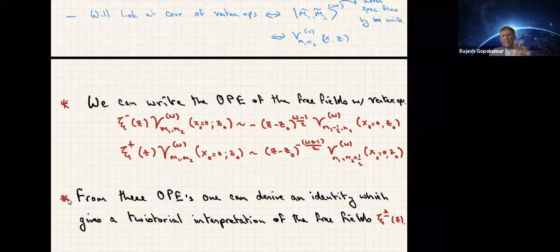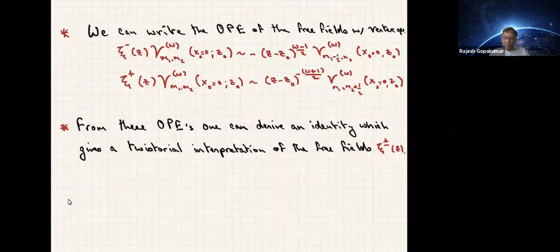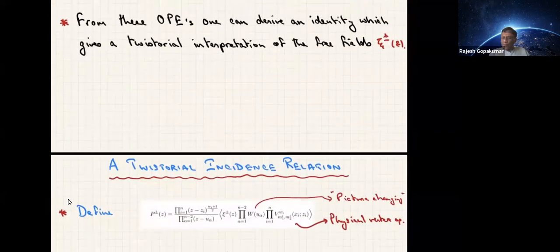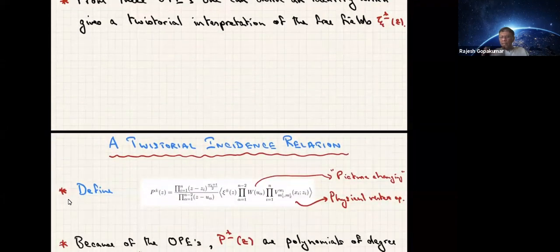In the 2-dimensional case, it will still be a little trivial, but it is an important precursor to the 4-dimensional case. Okay, so the key thing will be to derive something which we call the twistorial incidence relation. And the way we derive it, we derive a certain Ward identity of these correlators.